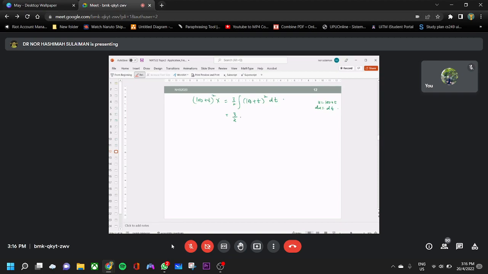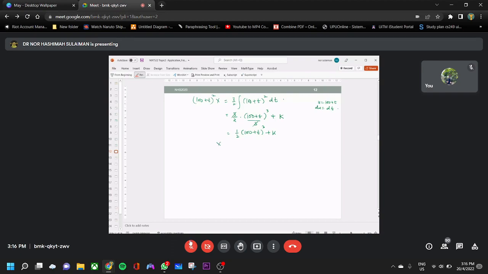So the resulting integration tu dapat apa? U to the power of 2 kan? Jadi apa? 3 over 3. Betul? Kenapa jadi 3? Sebab power 2 tambah 1. So kita dapat apa ni? 1 over 2, 100 plus T to the power of 3 plus K, right?